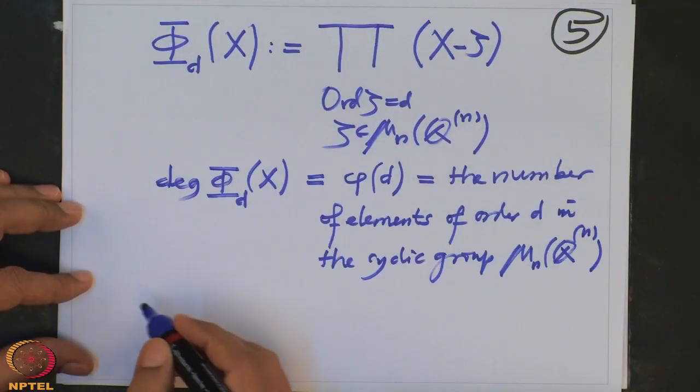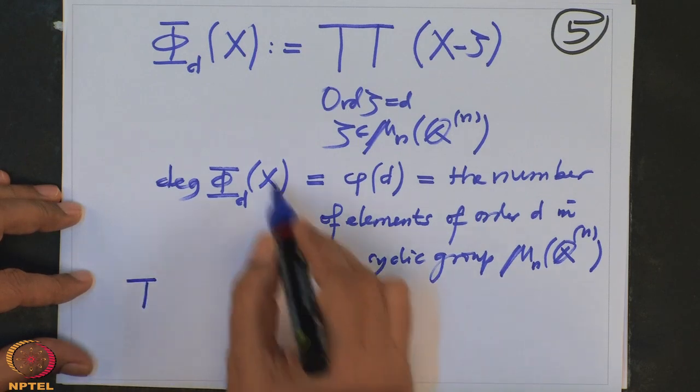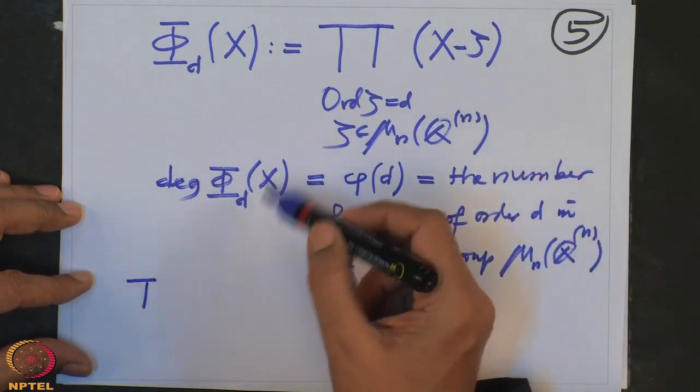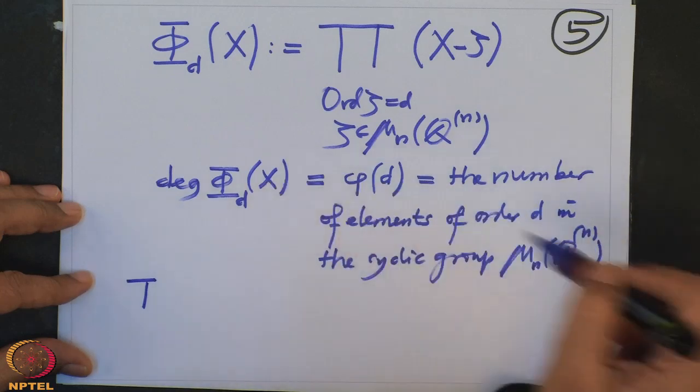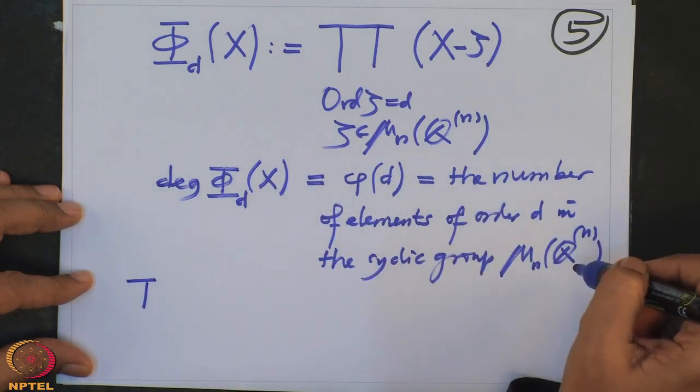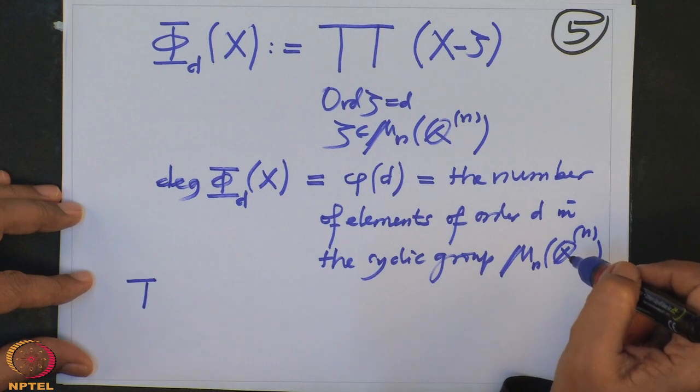All right. Now I want to check the coefficients. A priori this is a polynomial over this field, but I want to check that this polynomial actually has integer coefficients.